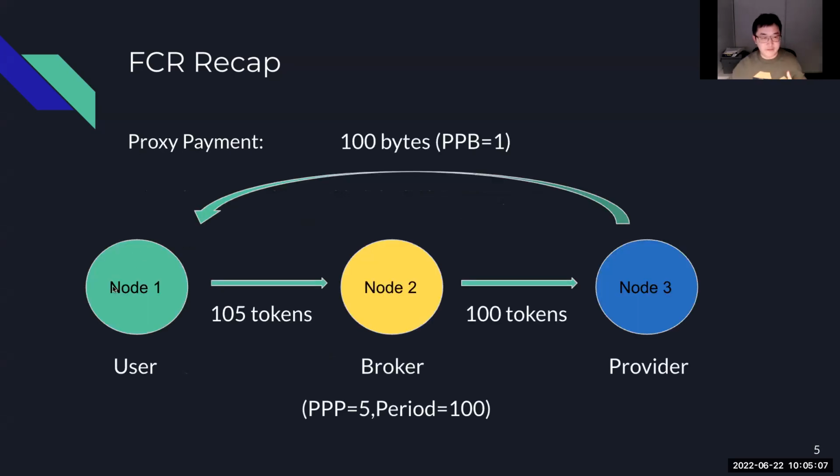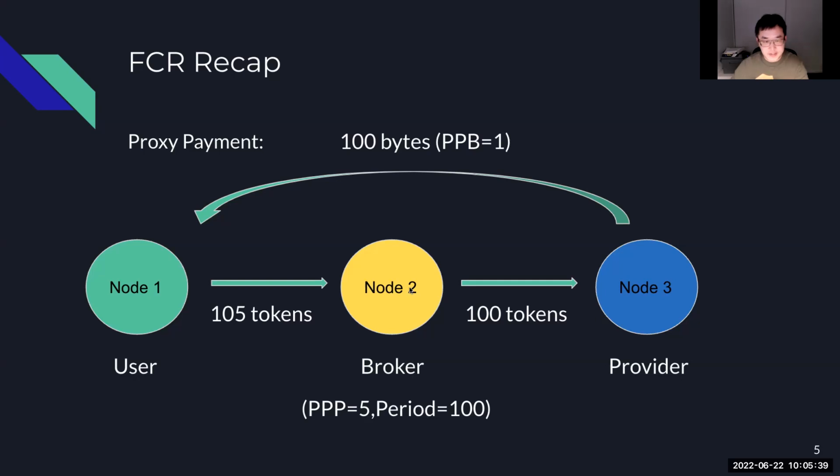As an example, say we have 3 nodes, node 1, node 2, and node 3. Node 1 acts as a user, node 2 acts as a payment broker, and node 3 acts as a provider. So let's say node 1 wishes to retrieve 100 bytes from node 3 with price per byte to be 1. However, node 1 only has a payment channel established with node 2. So node 1 in this case can choose to proxy the payment via node 2 to node 3.